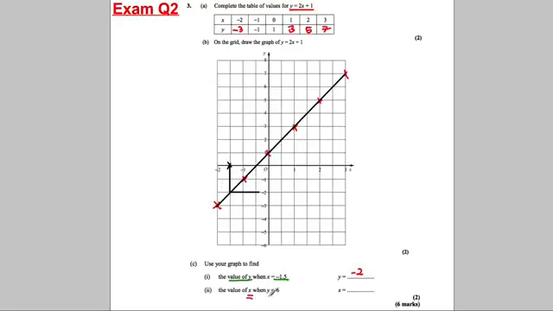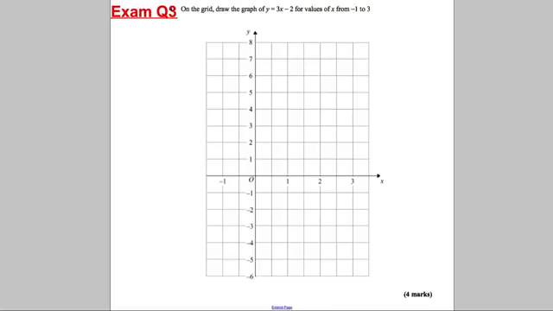Now find the value of x when y is 6. When y is 6, that's up here. Let's draw a line across from y is 6 and draw a line down. You can see that's in between 2 and 3, so x would be equal to 2.5. Done. Okay, next one, pause. I'll go through in 5 seconds.